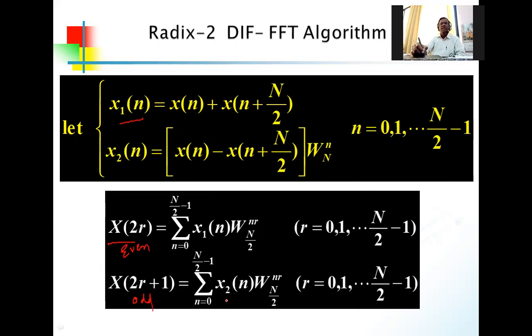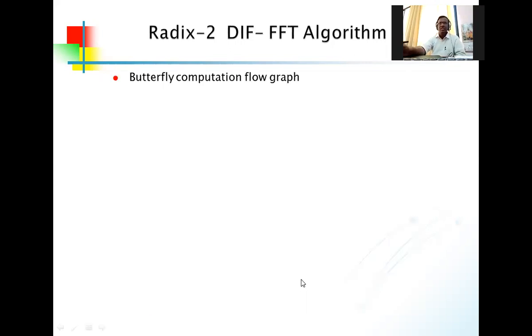Then again, this x2 of n will be equal to this part we are writing as wn by 2 to the power nr. So this is the way how we are separating the equation in terms of even and odd function.